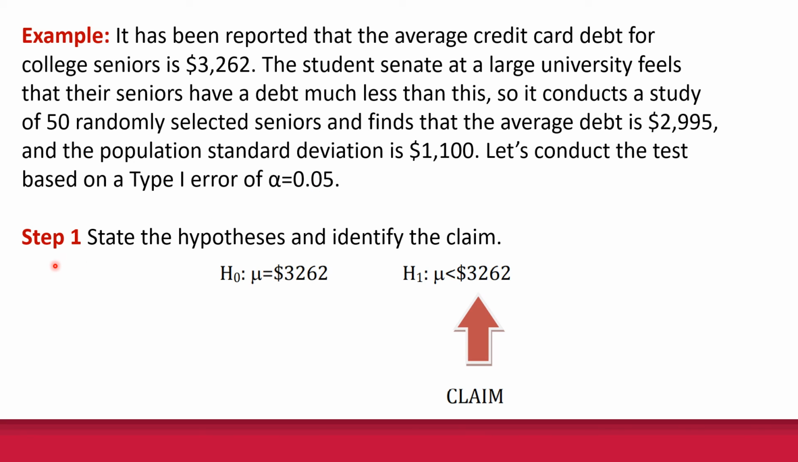So the first thing we need to do is state the hypothesis and identify the claim. So the null hypothesis is that the mean value is $3,262. The alternate hypothesis that we claim is that the mean is less than $3,262. This is what the Senate's trying to prove.